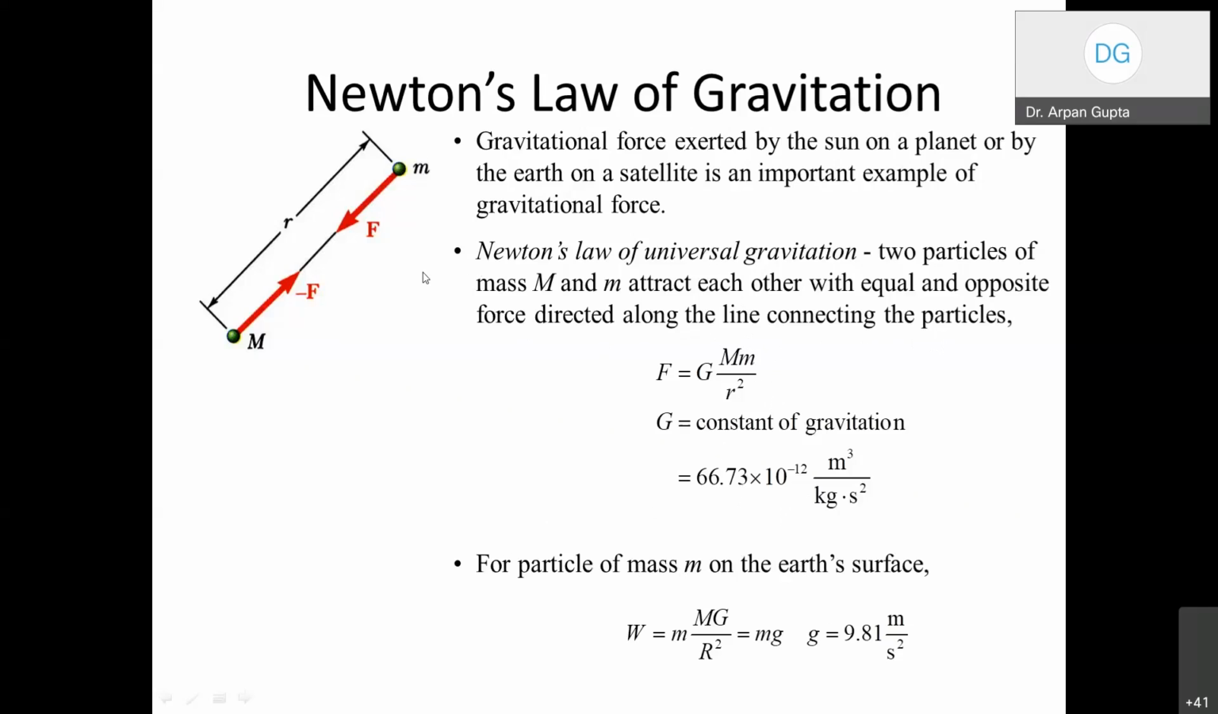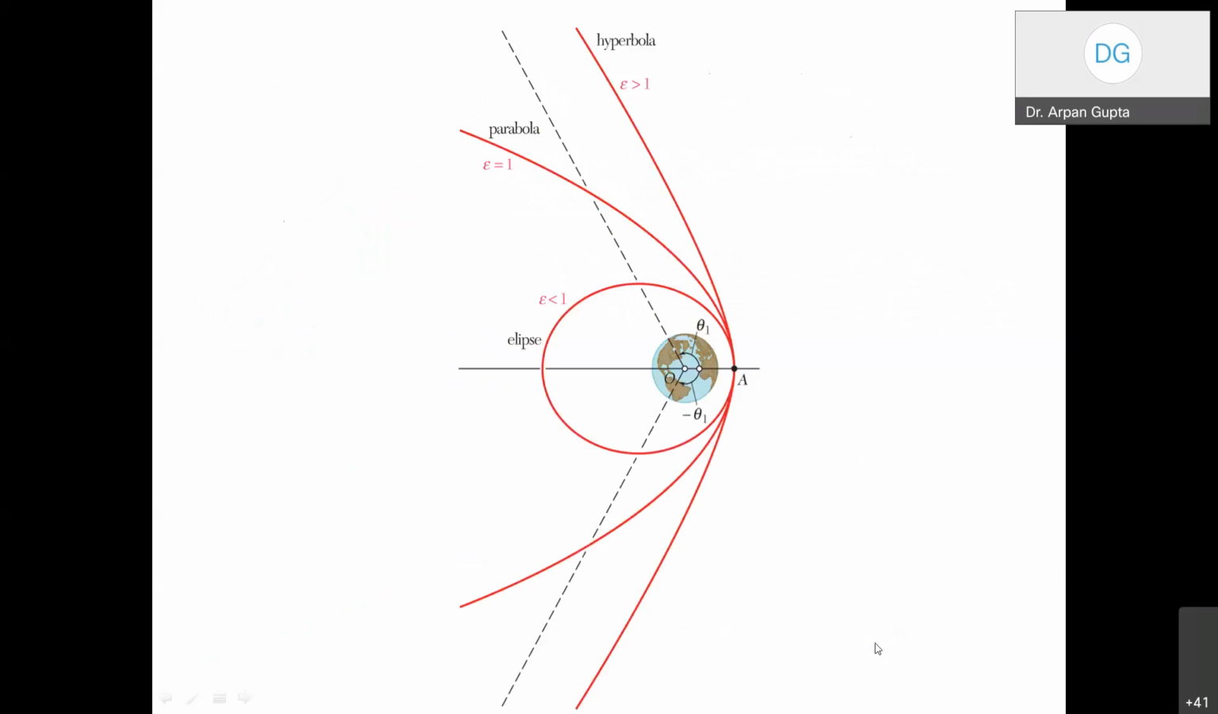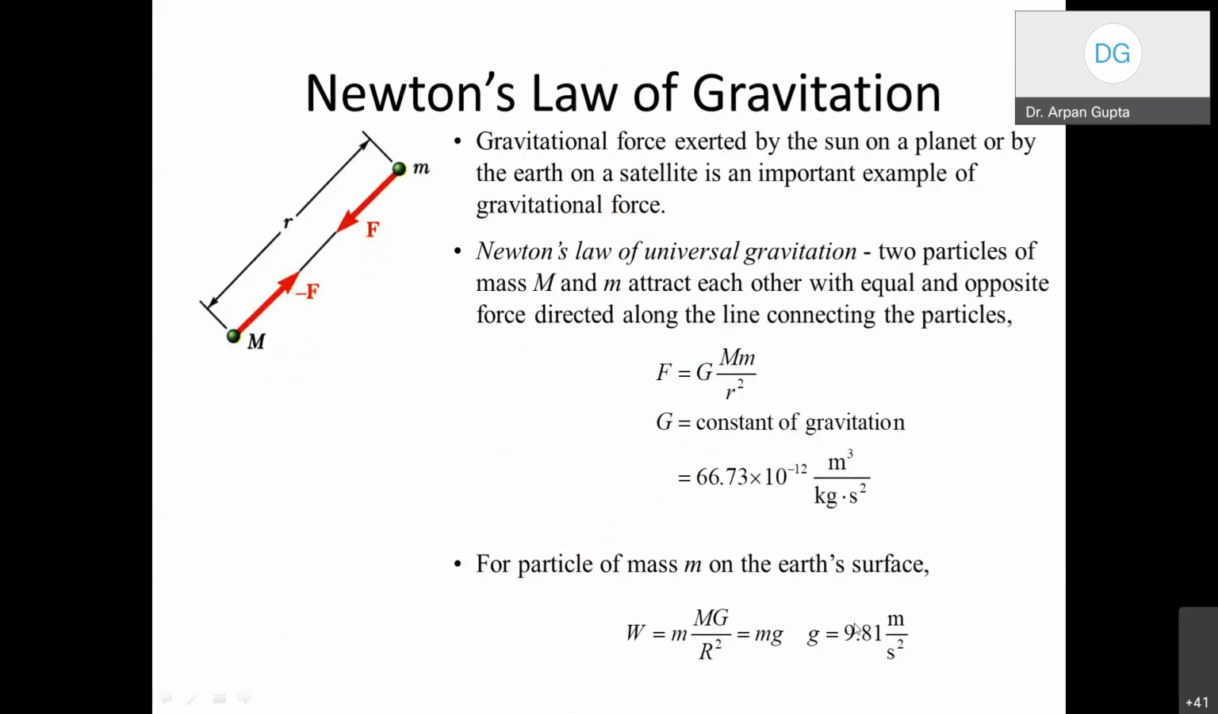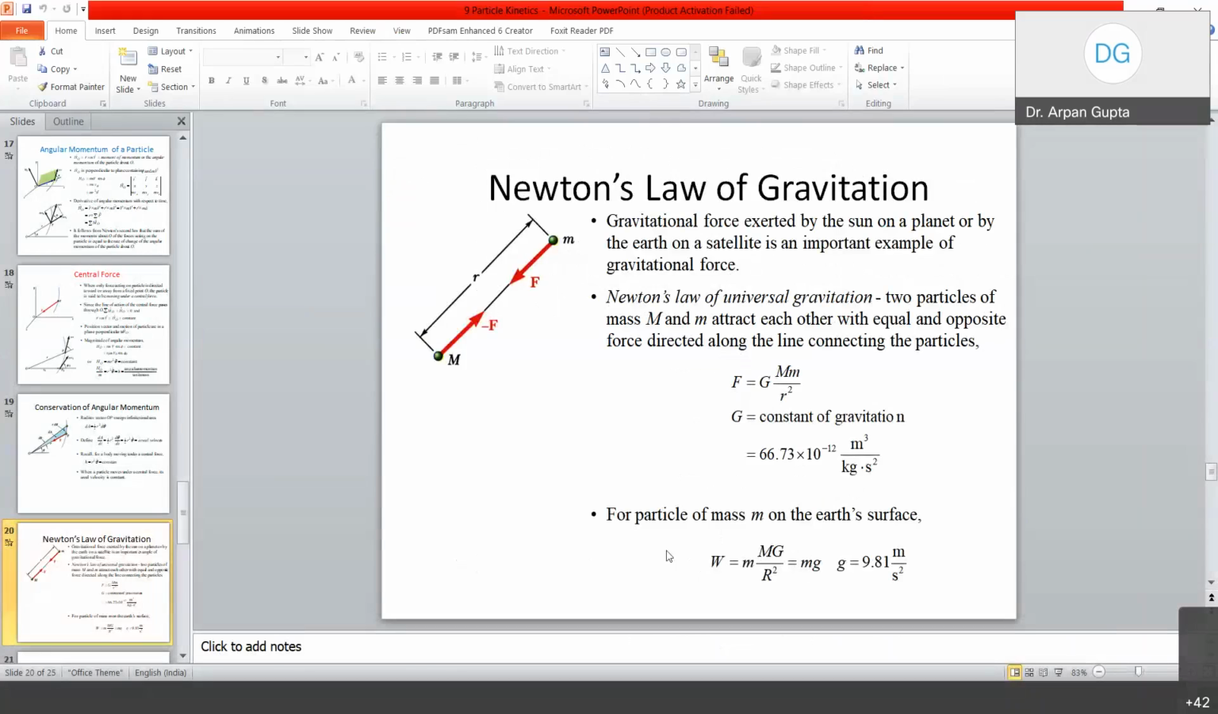So if we are talking about a particle of mass m close to the Earth's surface, then this expression is represented by small g, mg, and this mg is the force by which the Earth attracts any object close to the surface of Earth, called the weight of that particle, and it's given by mg, right? So these are some basic things to start with.